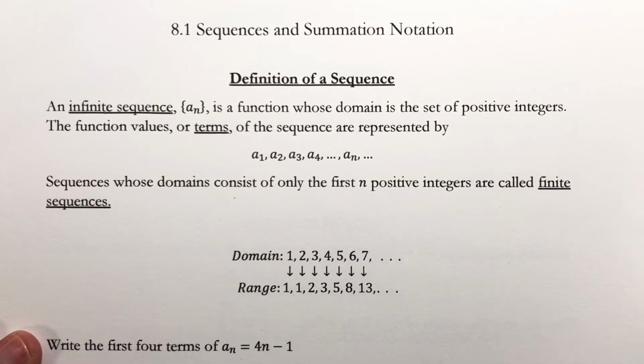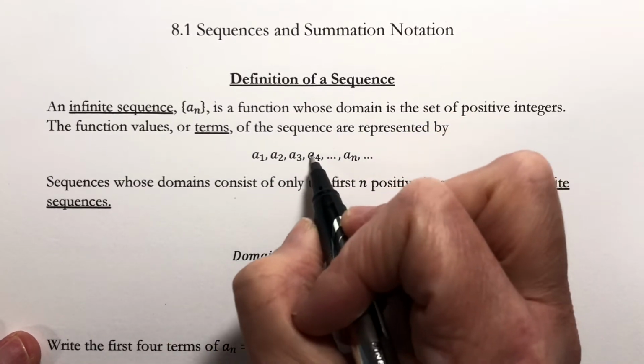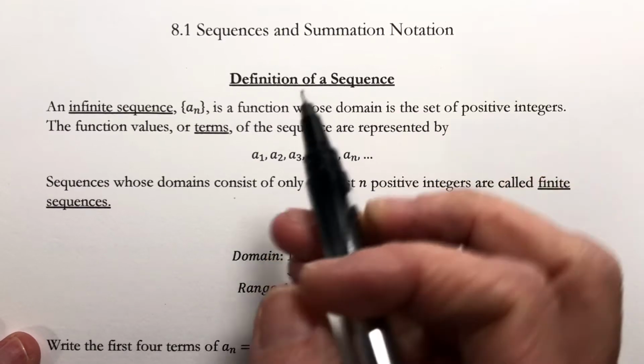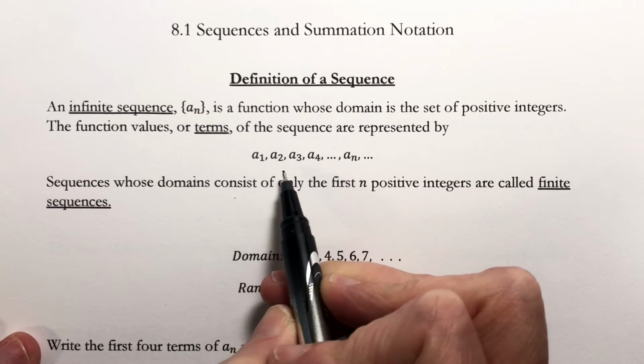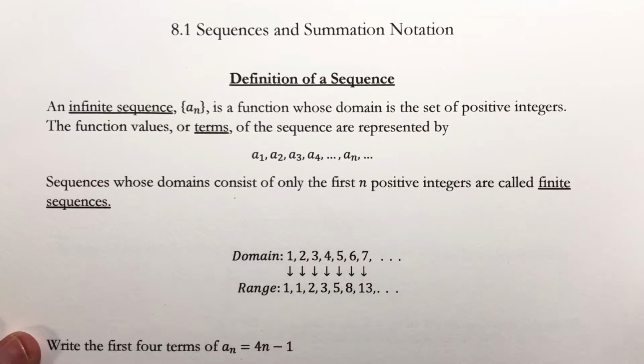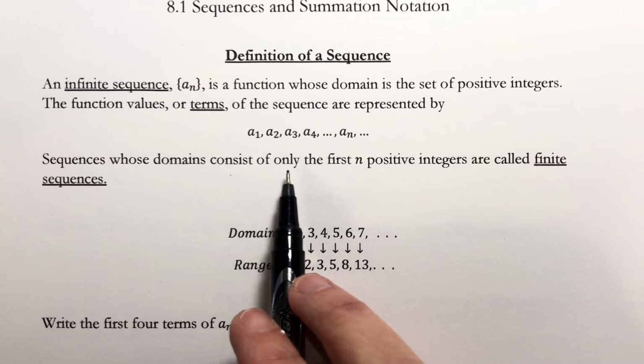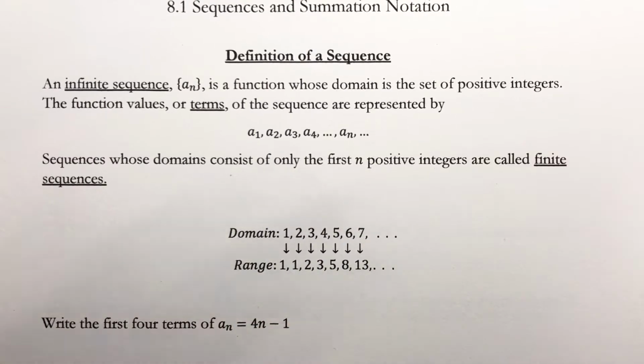Okay? If you're asked to find a sub 4 of a sequence, then you're supposed to find the fourth term of the sequence. That sub number or variable tells you what number you're plugging in, or if you were to list them all, what would be in that position. Okay? Sequences whose domain consists only of the first n positive integers are called finite sequences. So it is possible that we have a sequence that only has 10 terms. And since it ends, it's going to be finite.